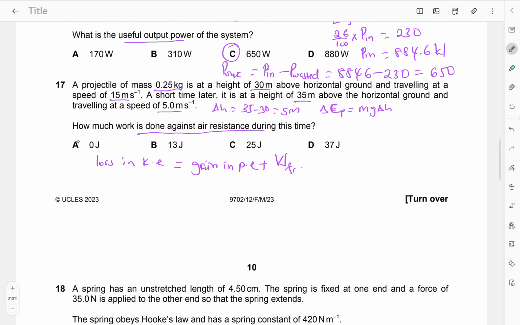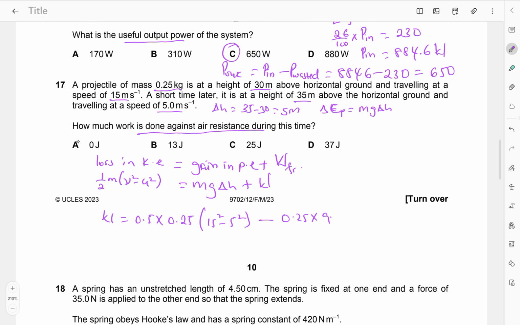The loss in kinetic energy is going to be a half times m into v squared minus u squared. That should be equal to mg times the gain in height plus the work done that we want. So the work done is equal to 0.5 times the mass, 0.25, times 15 squared minus 5 squared. Then I subtract mgh, which is 0.25 times 9.81 times 5 meters.